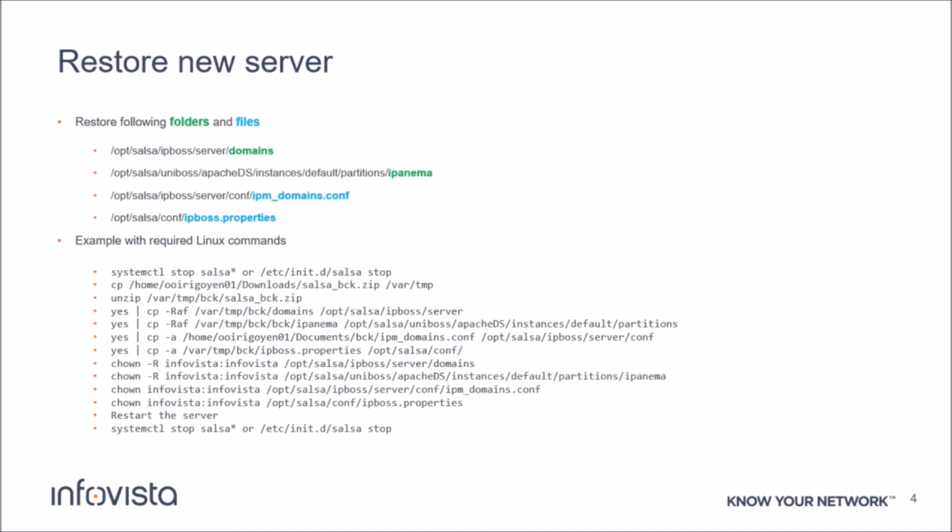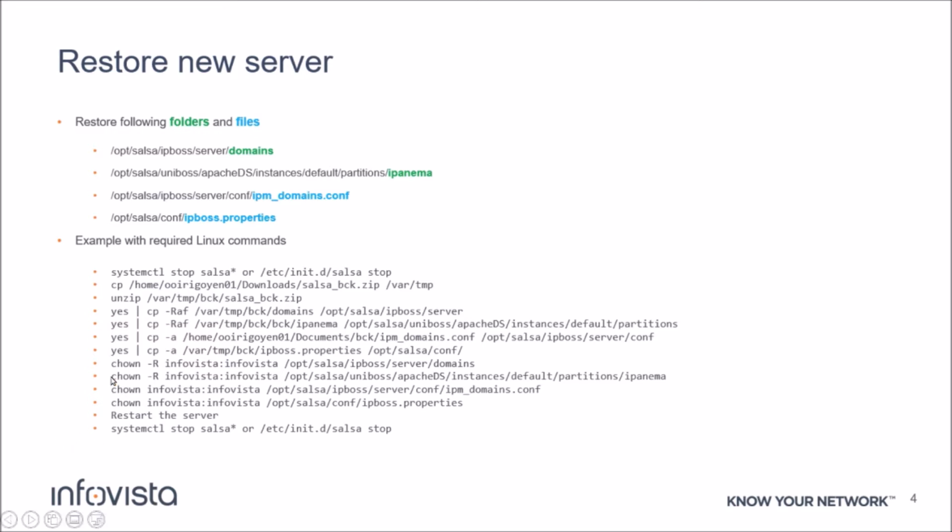To restore the new server, the paths, folders and files are the same, but you will replace the original ones with the new ones in your new server. First, you need to stop the Salsa services, because the new server is now powered on, and make sure you have the license for it.